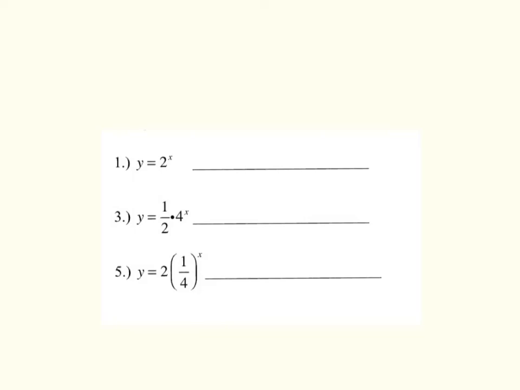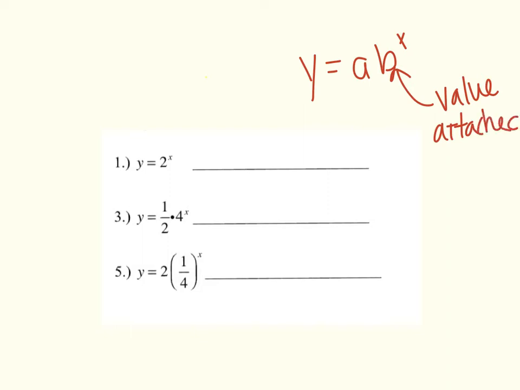Okay, so if you guys flip over to that second page, the first thing I want you to do is identify if something is growth or decay. To look to see if something is growth or decay, we're going to look at the b part of our function. So we're looking at that value right there, the value attached to your exponent.